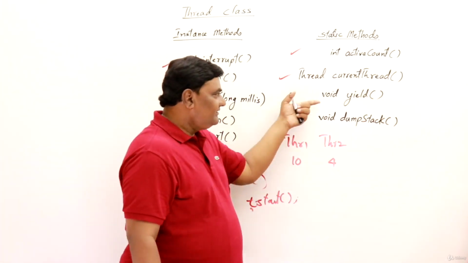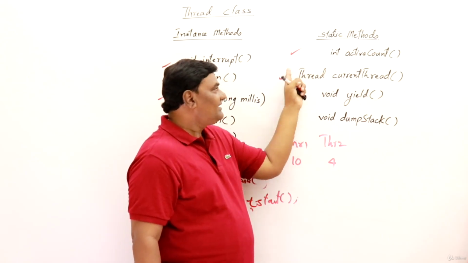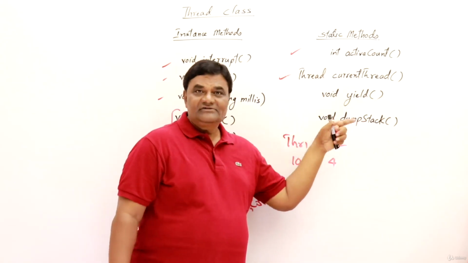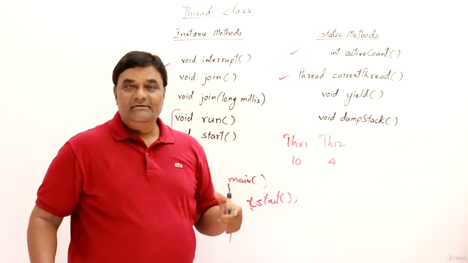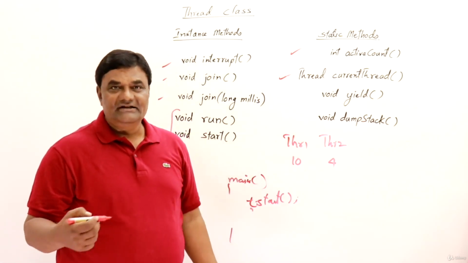By calling this method yield, which is a static method, I did not write static here, all are static only. Yield can give an indication that I am ready to wait. You can serve others meanwhile.